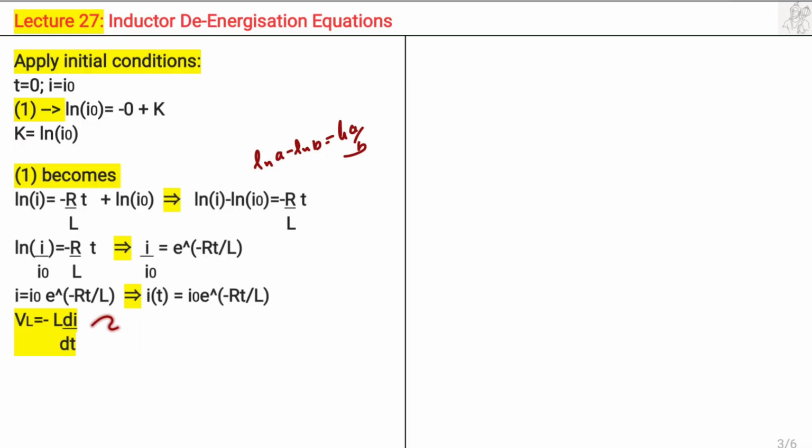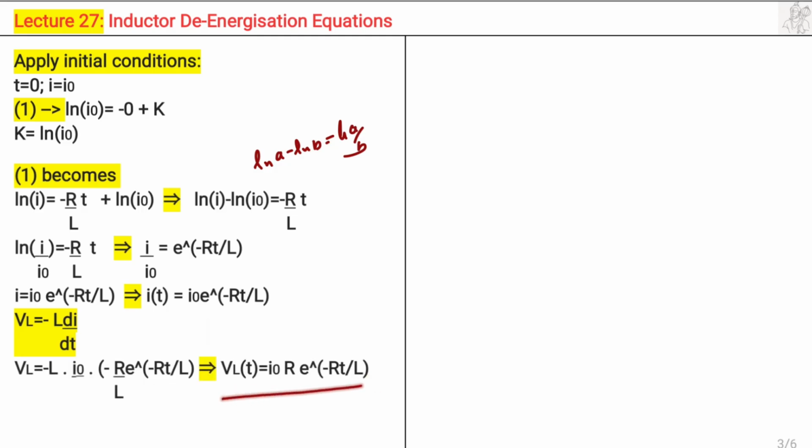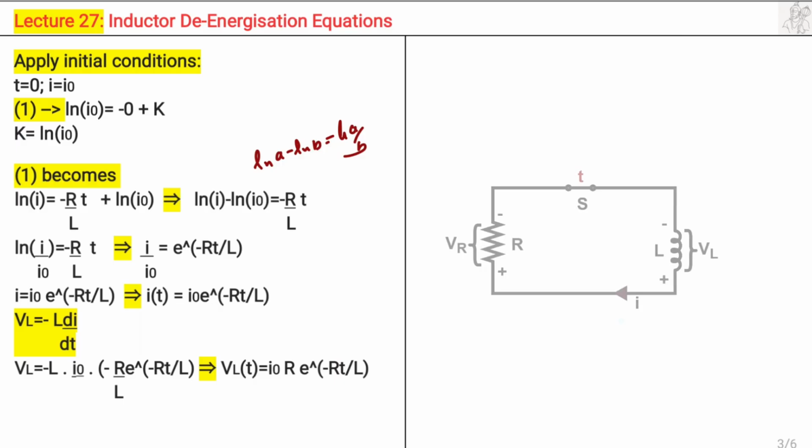For determining VL, we just need to replace the value of current I with this equation and solve it. On solving, we get VL of t is simply I naught R e raised to minus Rt by L. So I is equal to I naught e raised to minus Rt by L, and VL is simply equal to I naught R e raised to minus Rt by L.